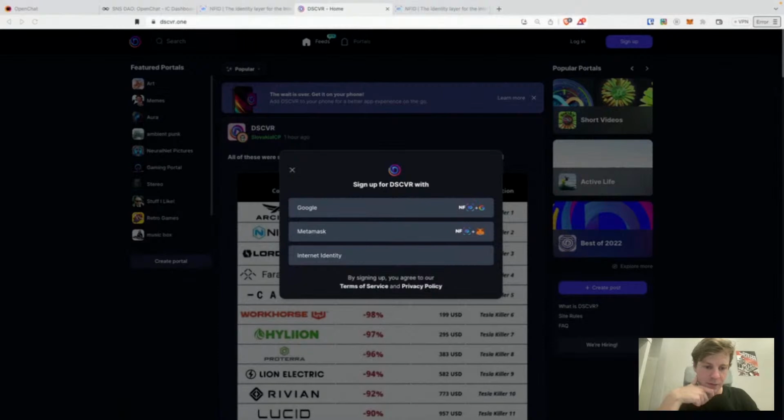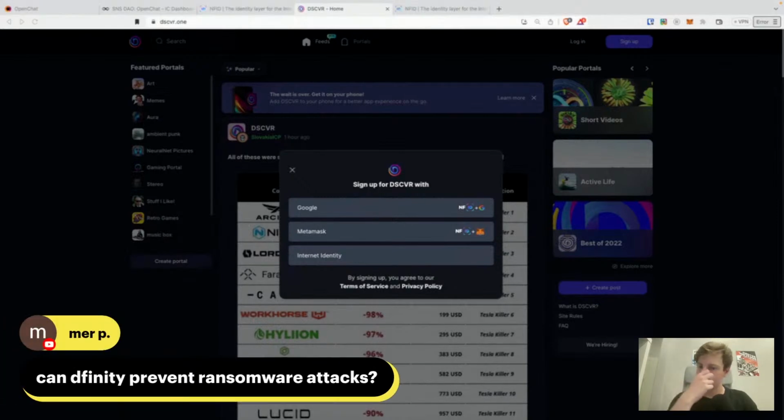Can Dfinity prevent ransomware attacks? Well, it's a very broad question. I mean, I think that if we build more things and more assets on the IC, it will be easier to prevent them. But I think we're still a long way before that.